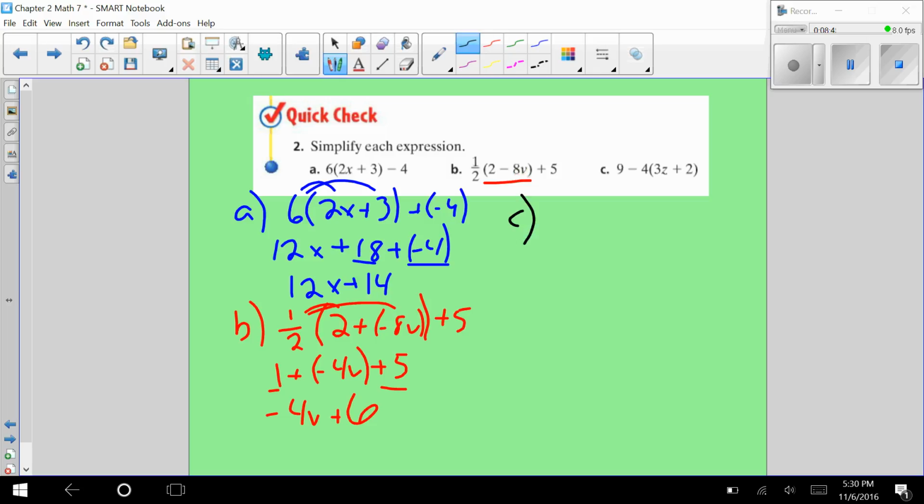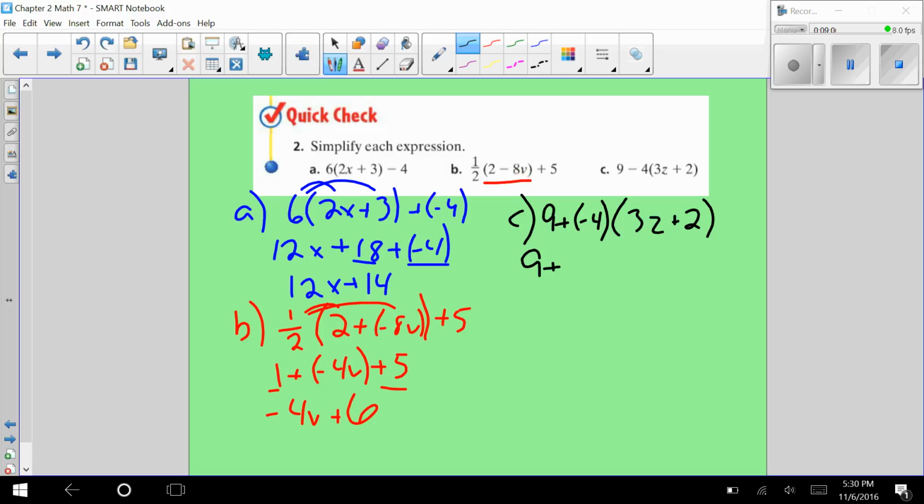And then for C, we're going to start by changing that into adding the opposite. So 9 plus negative 4 times 3z plus 2. This is especially important because in this case, we now realize we are distributing a negative 4. If you do not take that step, chances are you will try to distribute a positive 4, and then you'll end up with the wrong answer.